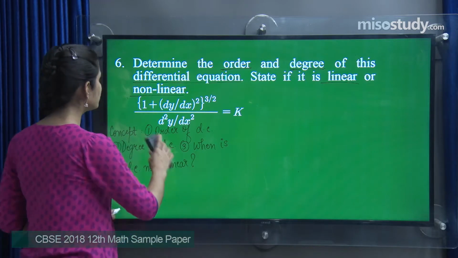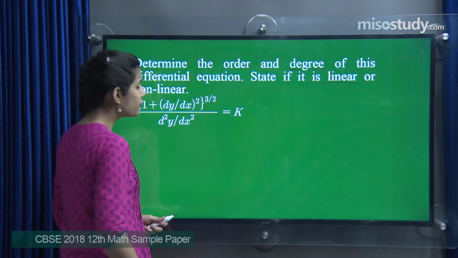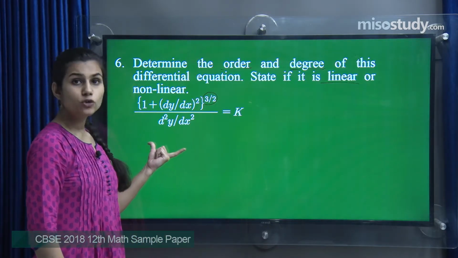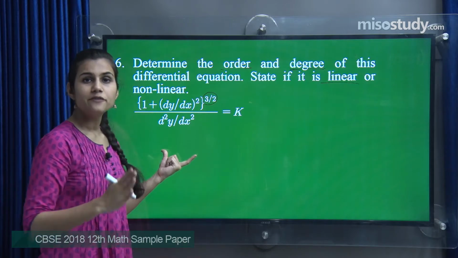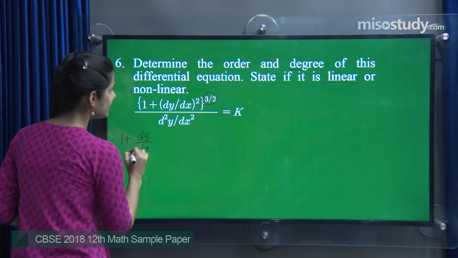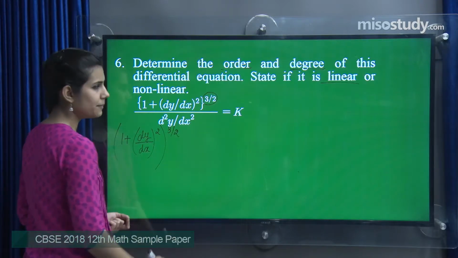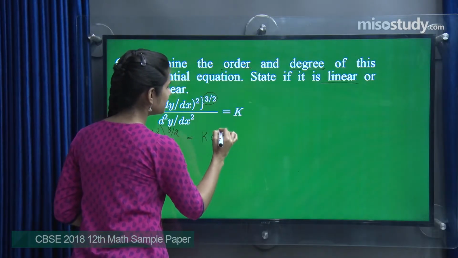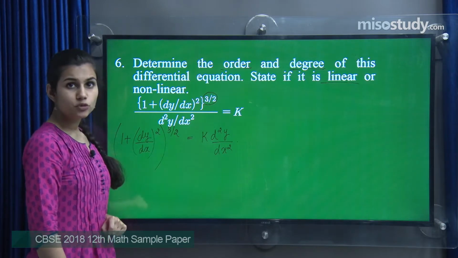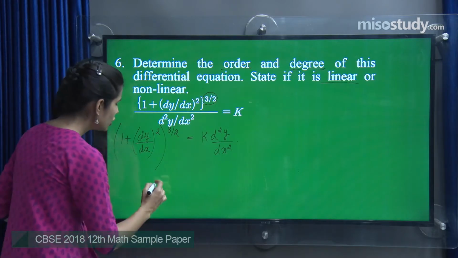So now next, in order to find the degree of this differential equation, we will have to make it free from the fractions, right? For degree, we need to make the differential equation free from radicals and free from fractions. So what do I do? Well, I have (1 plus (dy/dx) whole square) whole to the power 3 by 2, equal to k times d square y by dx square. Now you have 3 by 2. In order to remove this fraction, you will have to multiply by 2 so that this denominator 2 gets cancelled.